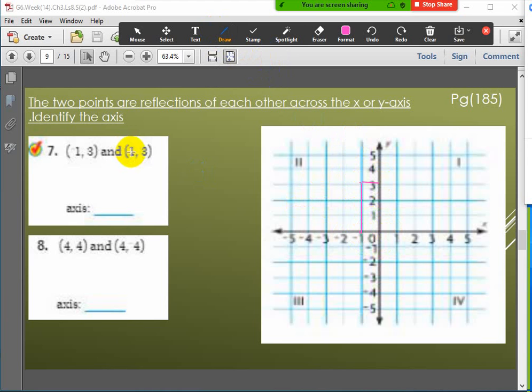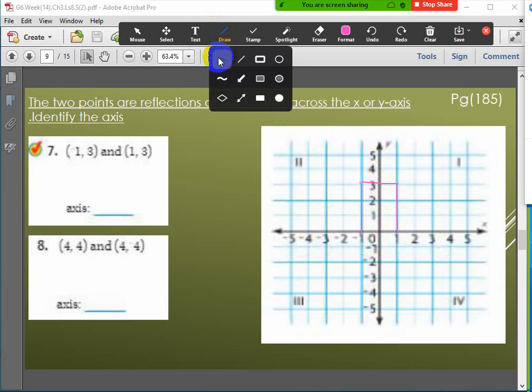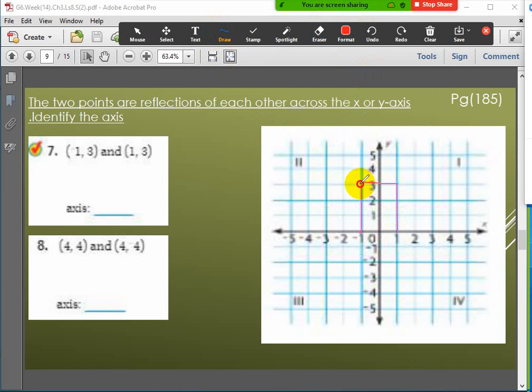What about the second one? 1, 3. That means it will be positive on the x and positive on the y. That means it will be 3 up. Look at the points. This is the first point here, and this is the second one. The points are reflections across which axis? The x or y?